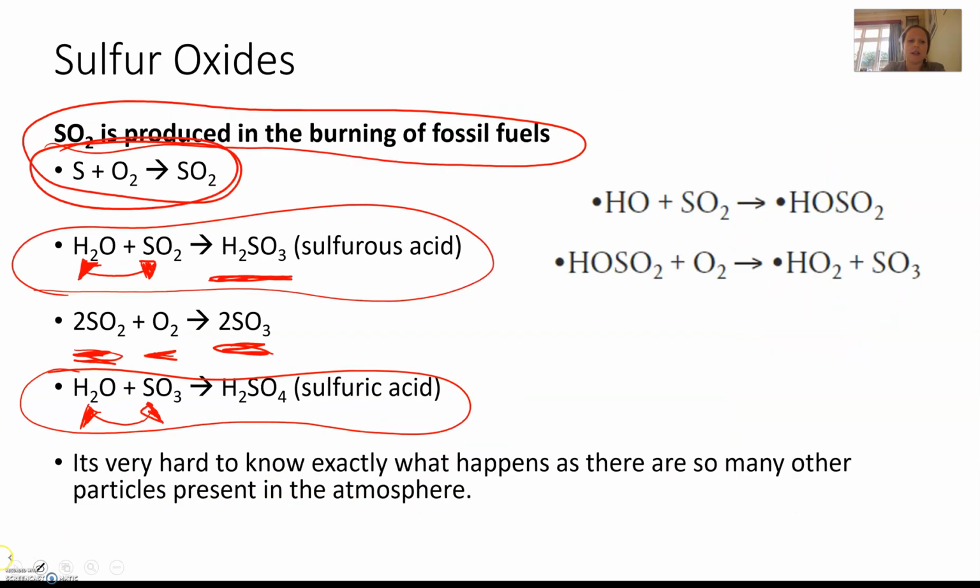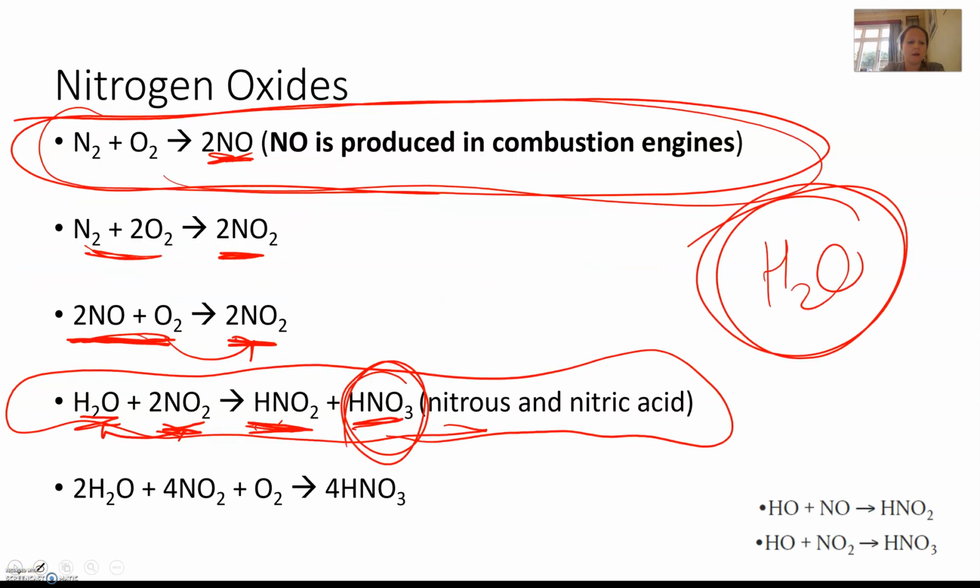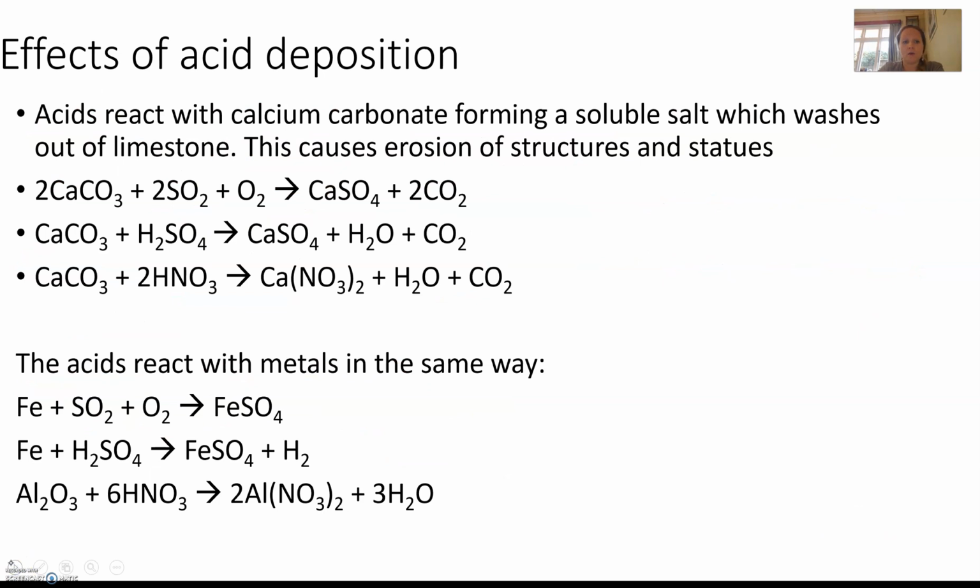And just to go back to recap the ones we were looking at before, so when sulfur dioxide and sulfur trioxide react with water, you get sulfurous and sulfuric acid. Okay, so what are some of the effects of acid deposition?